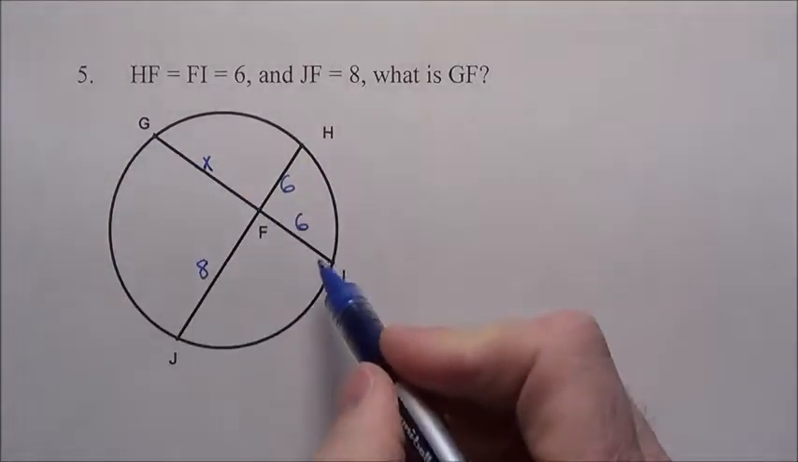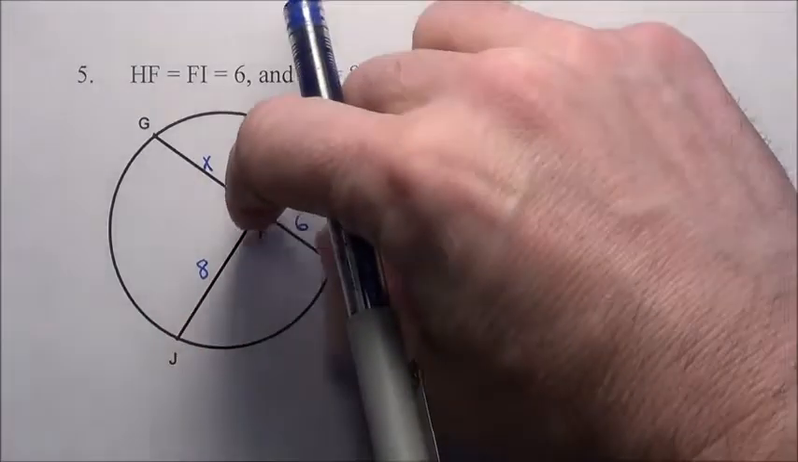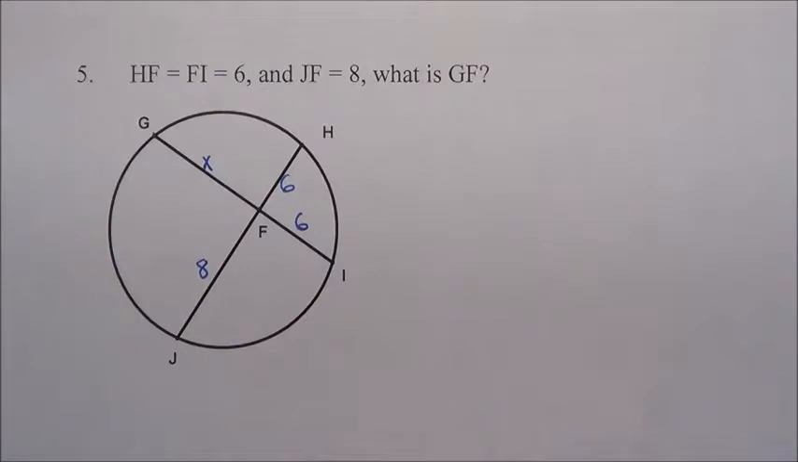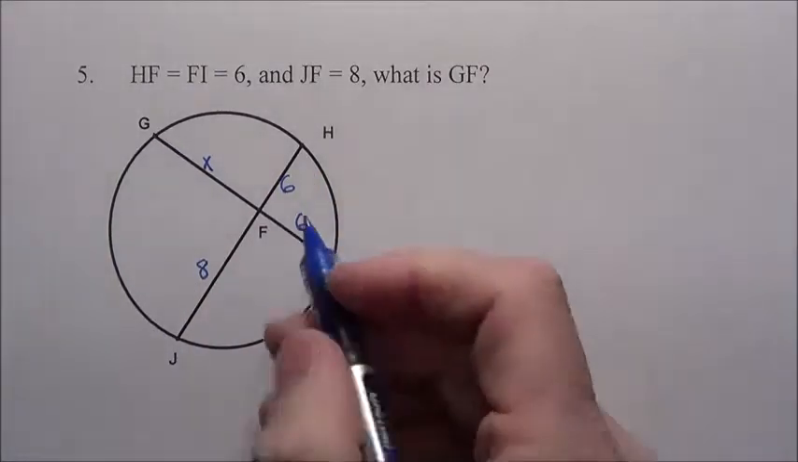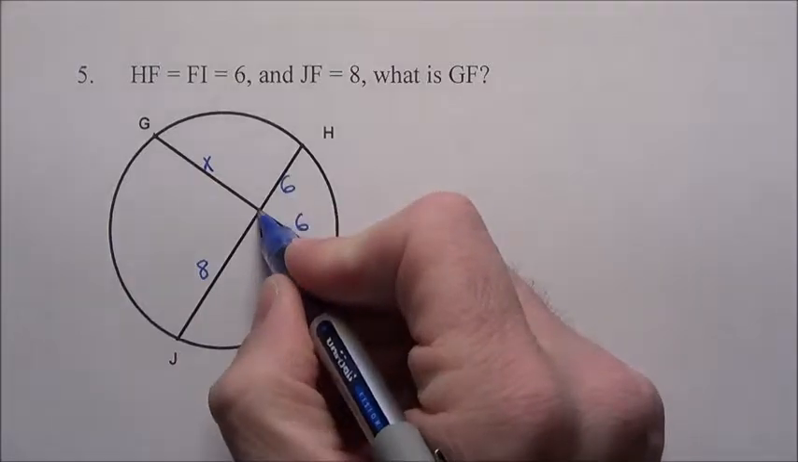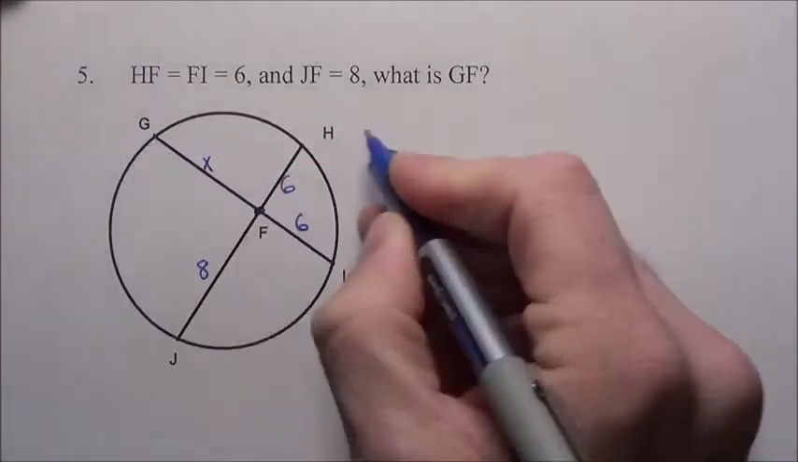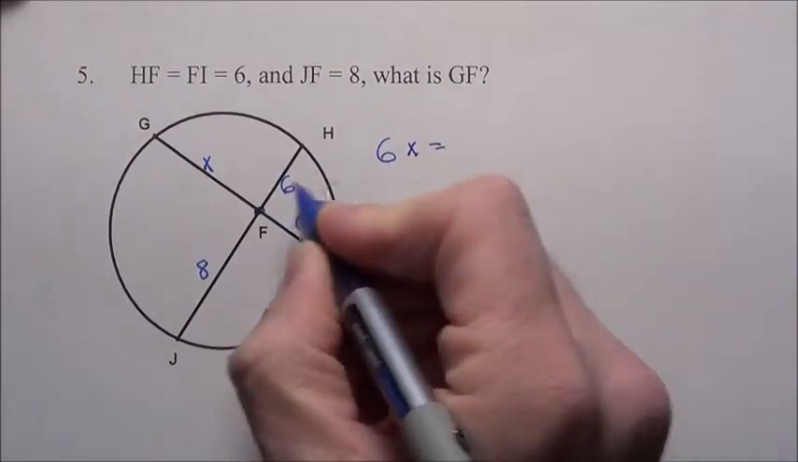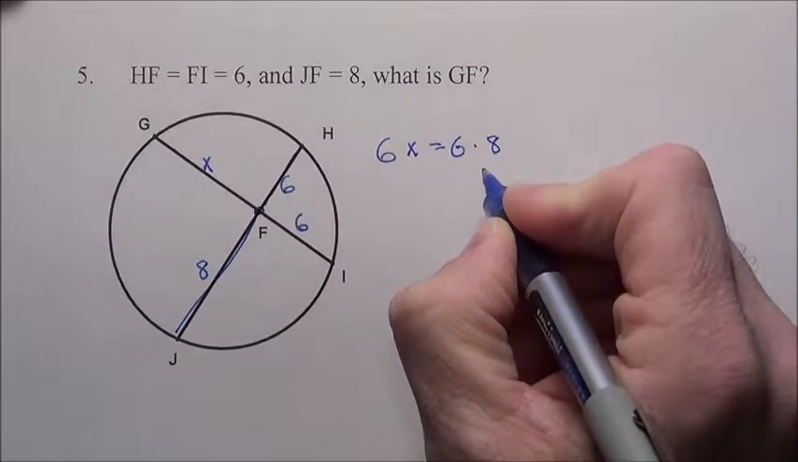This is the easiest of all the rules. When you're crossing on the inside, it's basically this length times this length equals this length times this length. It's based off of the idea that we have similar triangles and we can set up proportions. But it's just easy when we see this. It's very obvious, easy to know. It's 6 times that length, so 6 times that X is equal to this 6 times that length, 8.